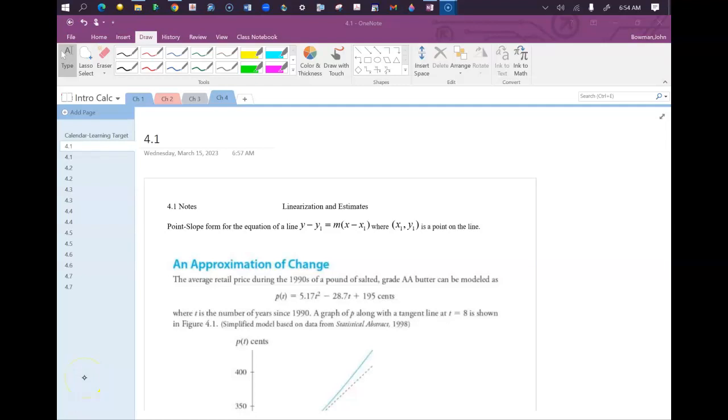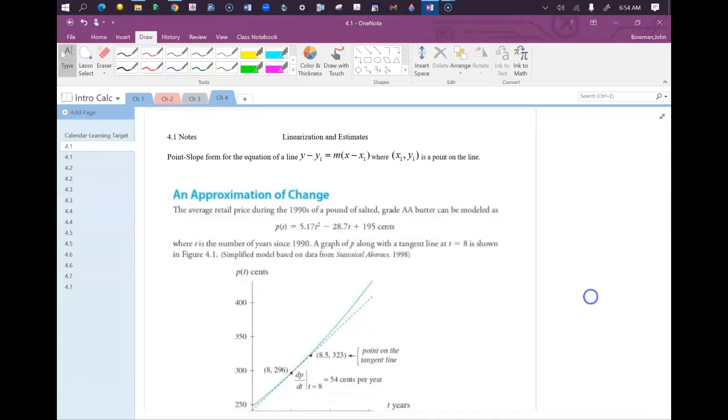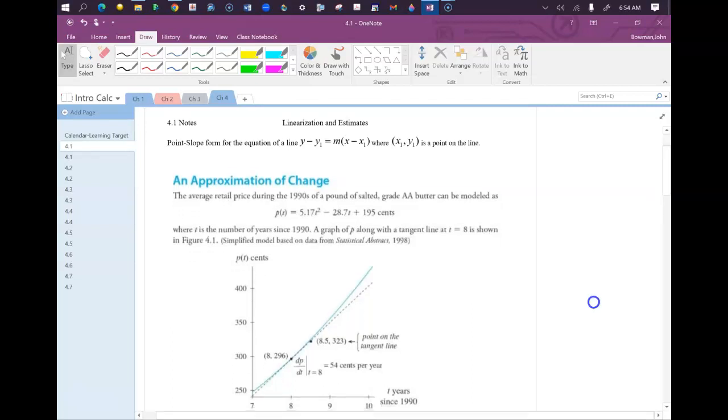Hi everyone, this is Mr. Bowman, and in this chapter of Intro Calculus, we're going to use all the rules that we learned for derivatives for applications. And the first thing we're going to start out with is writing equations of lines and using those lines to estimate the value of a function.